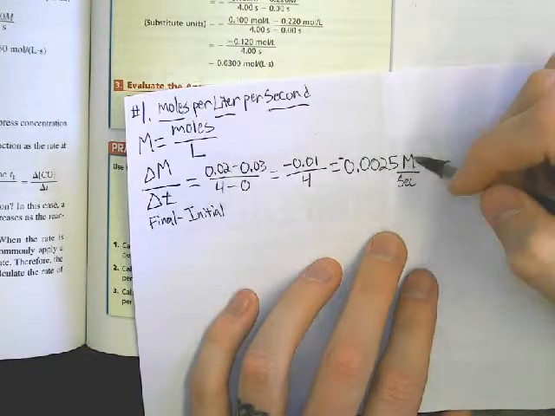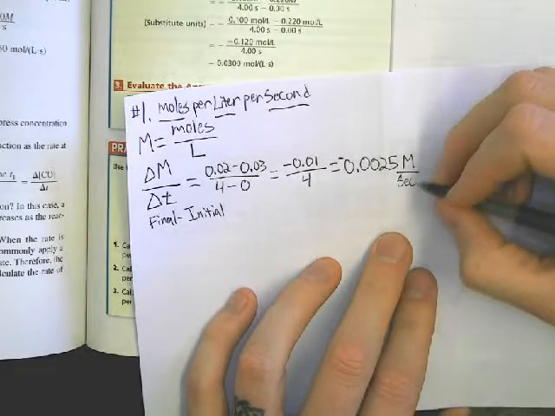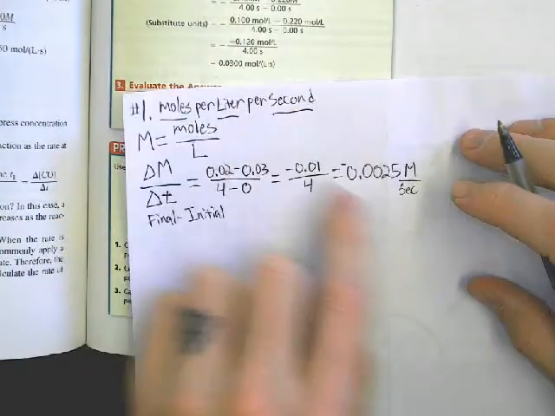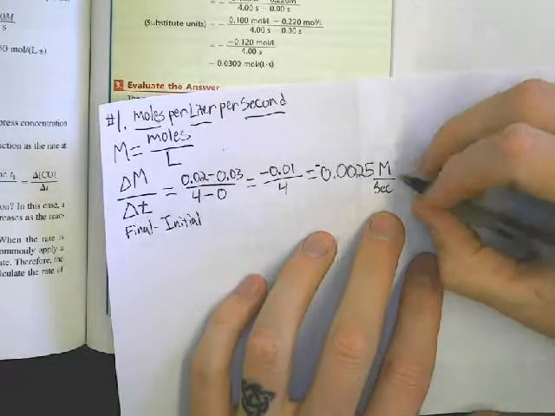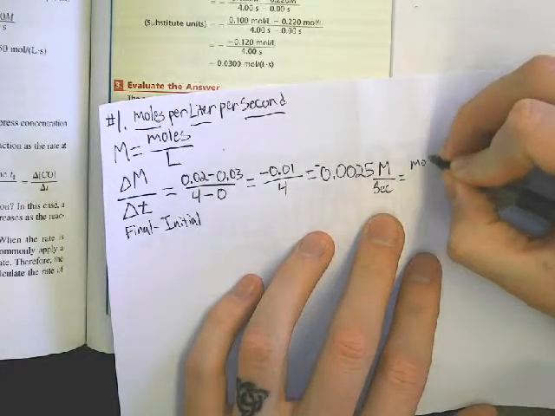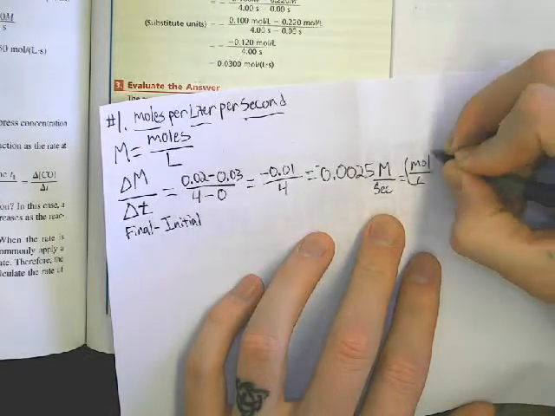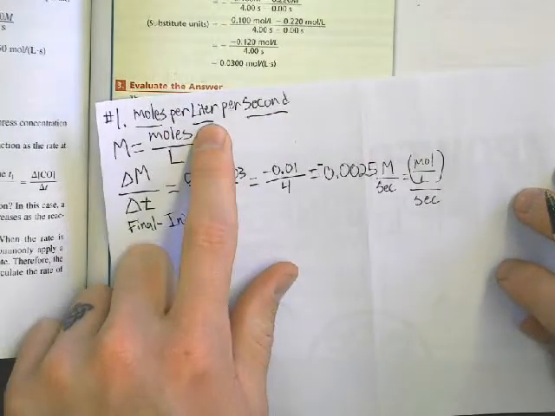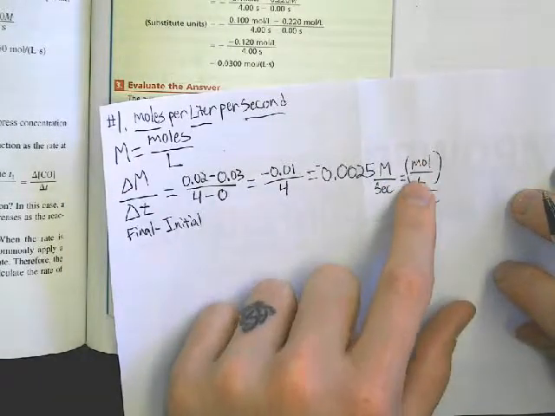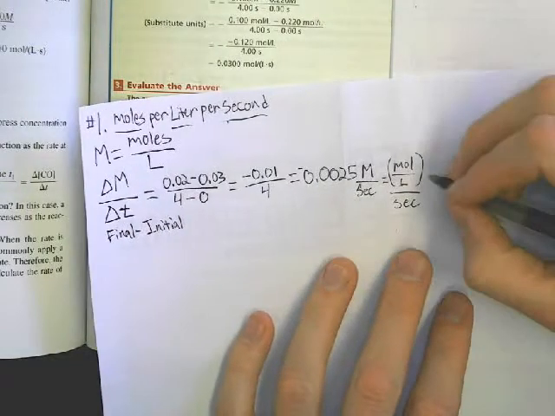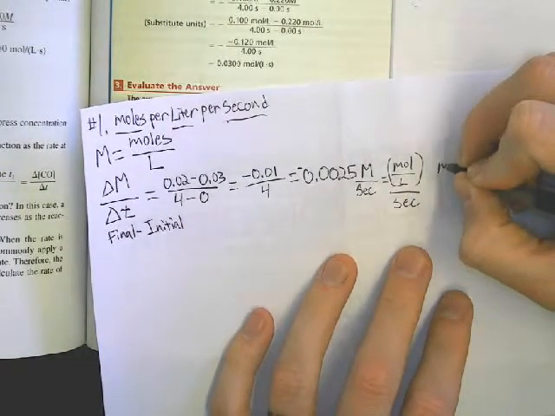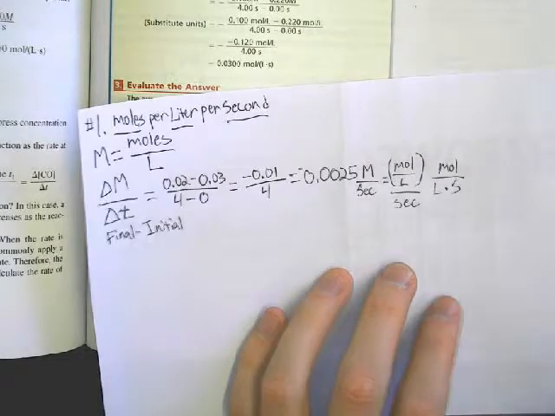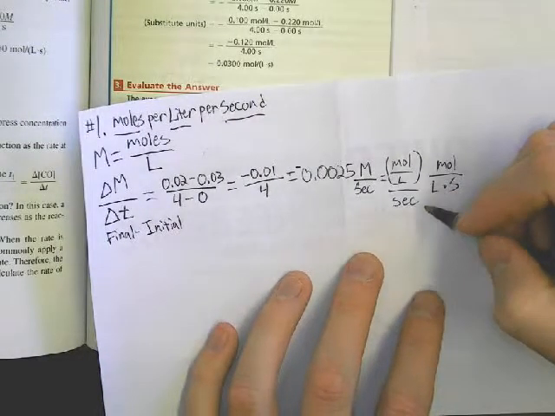Okay, 0.0025 molarity divided by seconds. And what is it asking us for? Moles per liter per second. Well, what does your big M equal? Equals moles over liters divided by seconds. So if you have moles per liter per second, moles per liter per second, and then you can condense it to be moles per liter times second. Now, do you see how I did this?